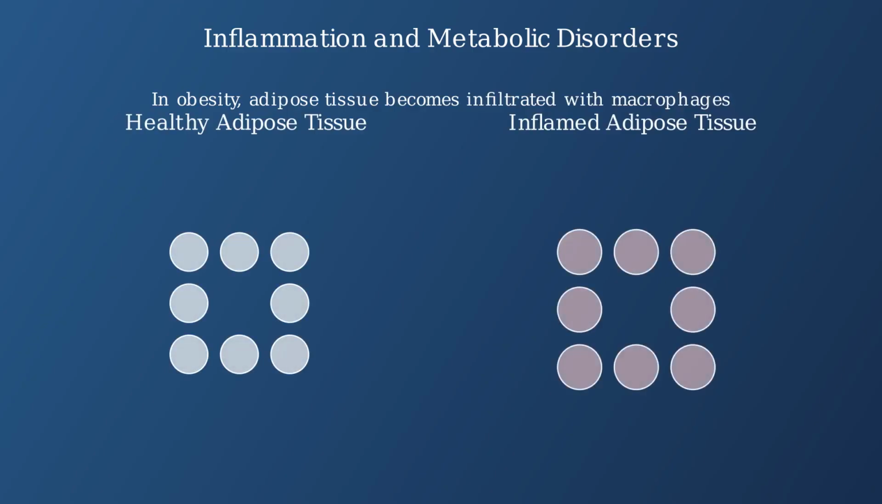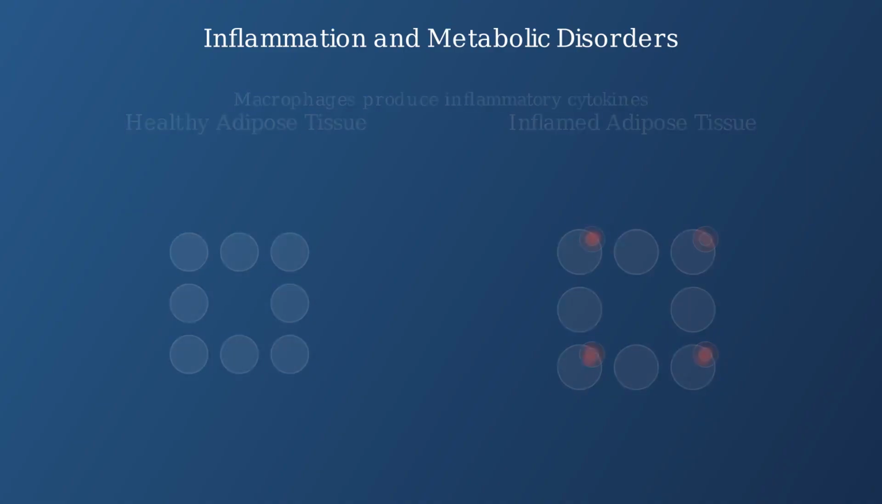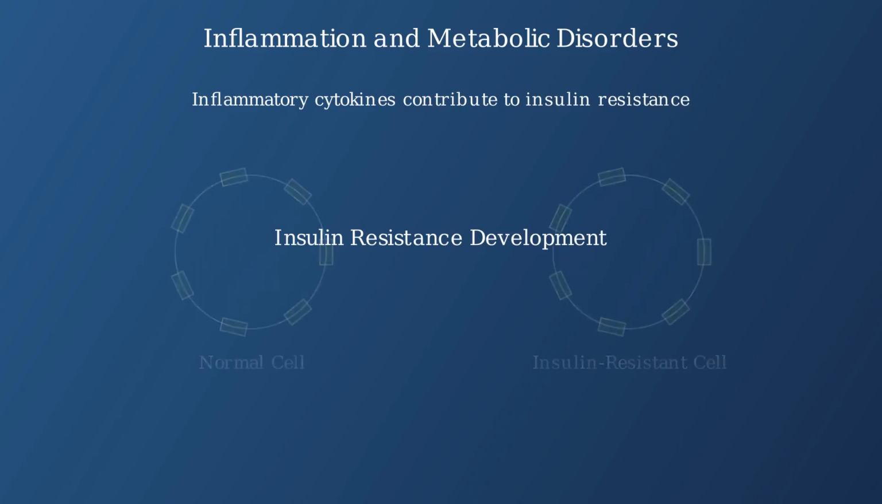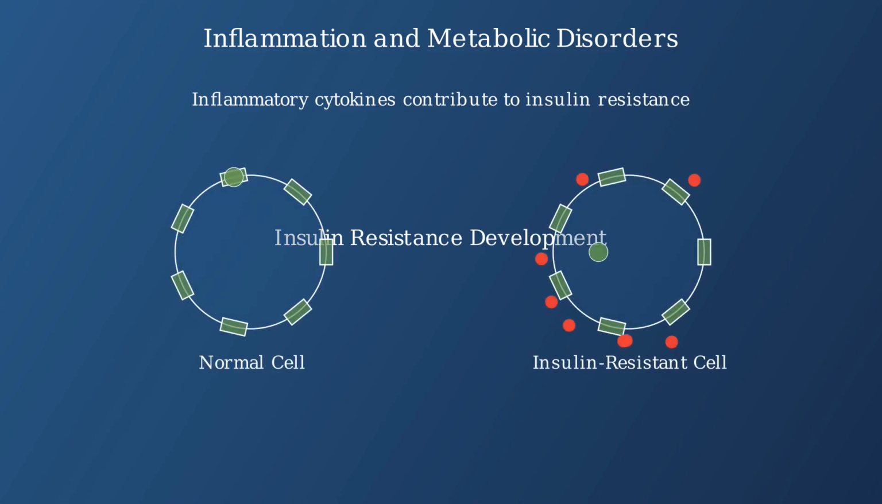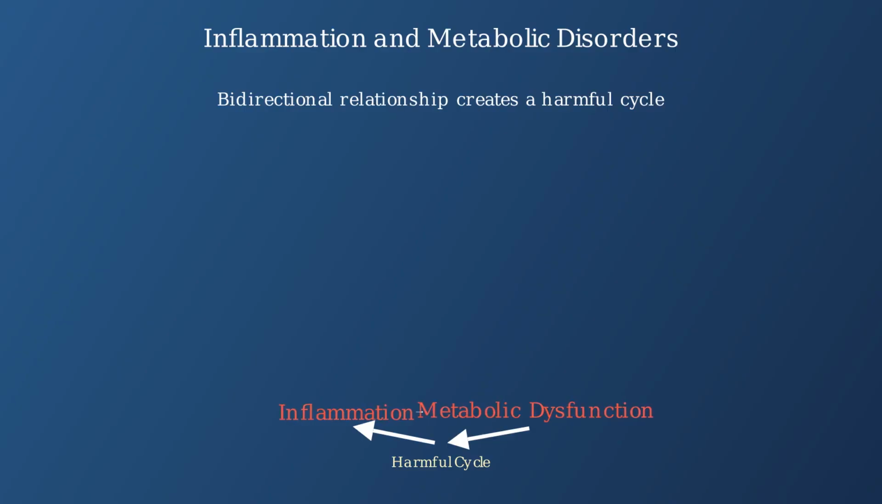Chronic inflammation plays a crucial role in metabolic disorders. In obesity, adipose tissue becomes infiltrated with macrophages. These macrophages produce inflammatory cytokines, signaling molecules that promote inflammation. This inflammation contributes to insulin resistance, a key factor in type 2 diabetes development. The relationship between inflammation and metabolic dysfunction is bidirectional. Metabolic dysfunction can trigger inflammation, and inflammation can worsen metabolic health, creating a harmful cycle.